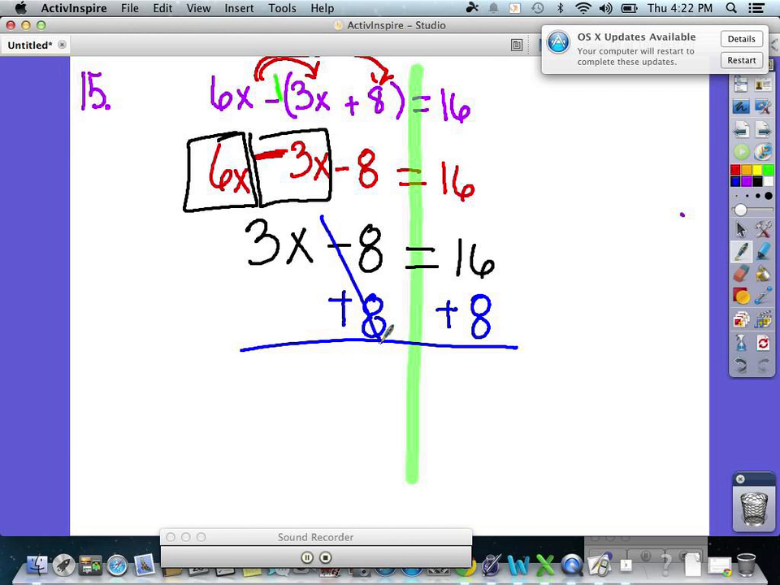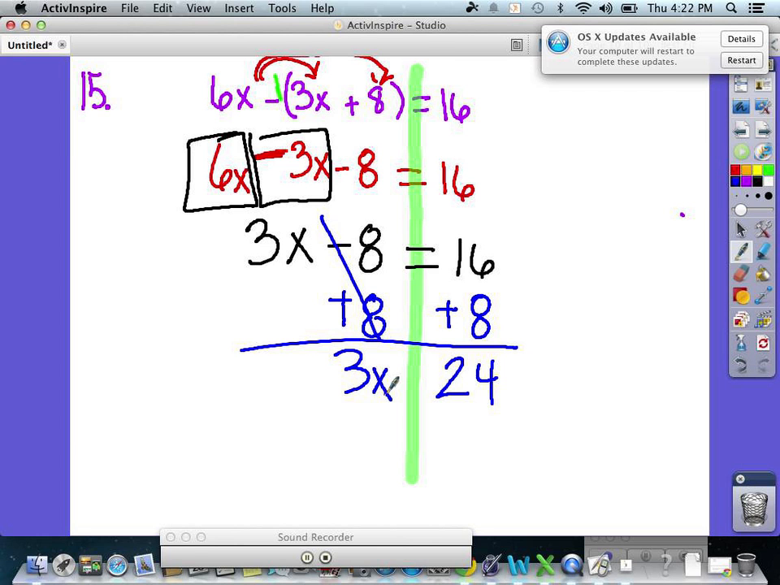All right. Now we have 16 plus 8, which will give us 24. You're going to bring your 3x down. That's what we have remaining.